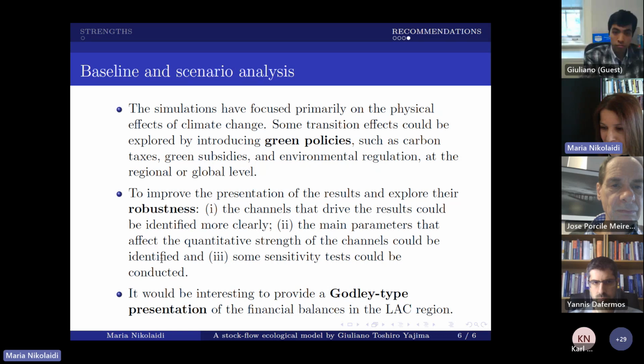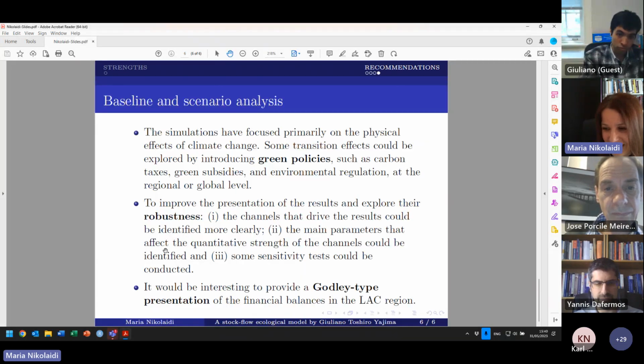And lastly, and I'll finish with that, Yannis, sorry about it. I like very much that you have these different types of debts, private debt, government debt, foreign debt. It reminds a bit of a Godleian analysis. So you might want to introduce some figures about what is happening with the different debts or the financial balances. And that's it. Many thanks for your work.